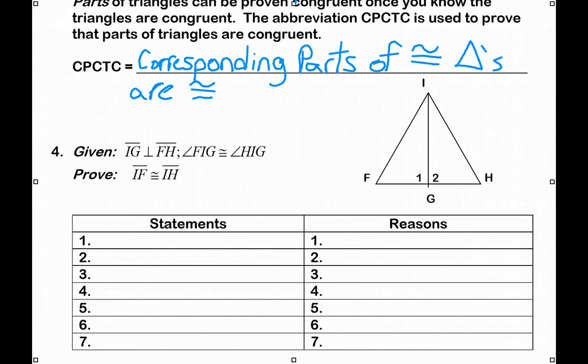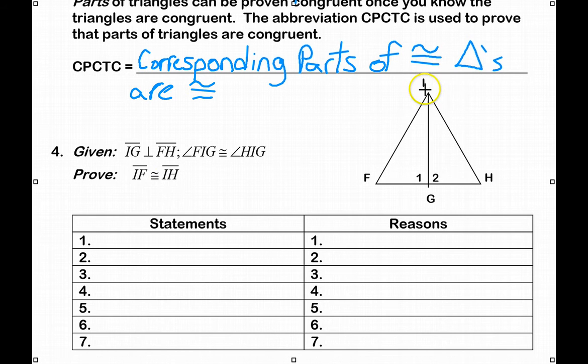Let's look at one of these together on the back. So these ones are just a little bit different. At the top it says parts of triangles can be proven congruent once you know the triangles are congruent. The abbreviation CPCTC is used to prove that parts of triangles are congruent. So there's this big acronym we have in geometry called CPCTC, and that's what it stands for. So we can use this now in our proofs. Notice the proofs on the back here are different than the ones on the front because we're not proving the triangles are congruent. In fact, we're just proving that parts of the triangles are congruent.